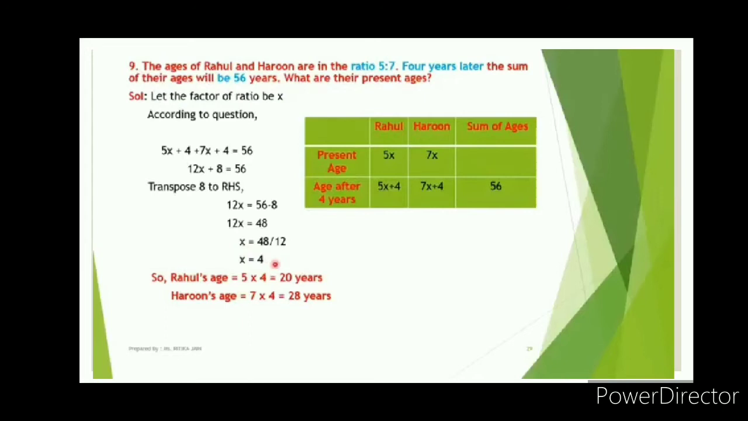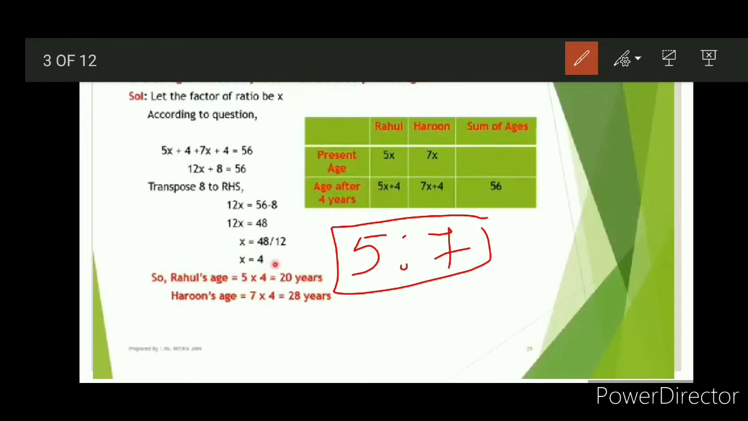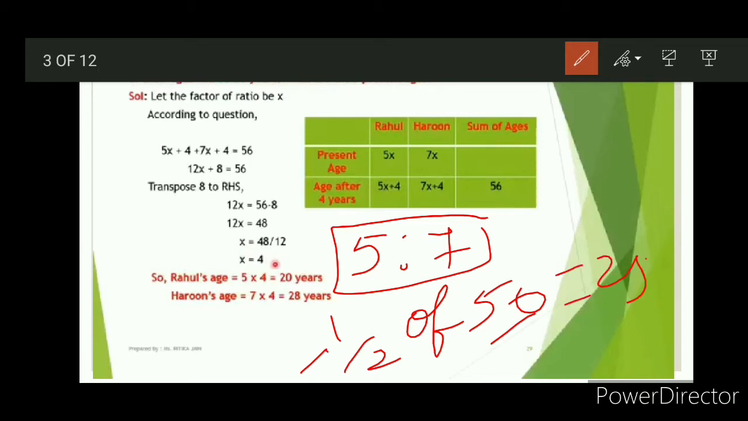In the present age, they are given in ratio, 5:7. This ratio form is not the actual value. It is some quantity. For example, half of 50. What is half of 50? Not this half, not this 50. It is 25. This is the actual value. Like that, this ratio form is representing some quantity, but it is not the actual value.